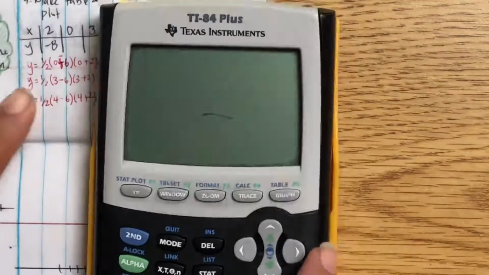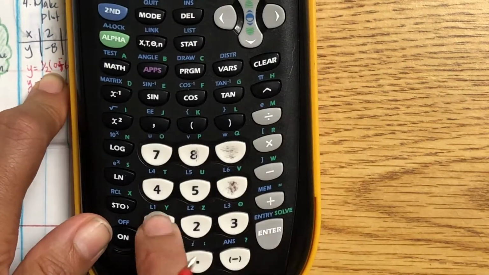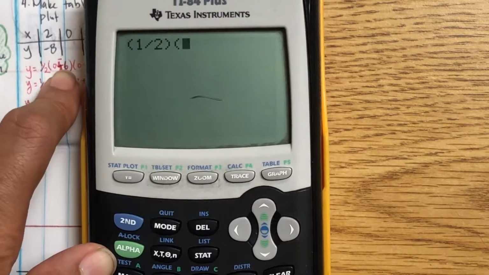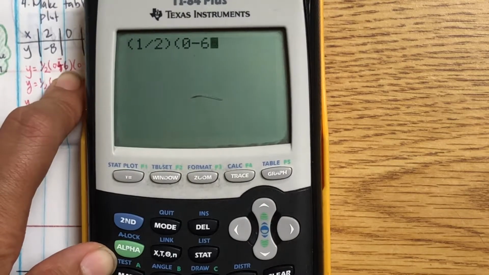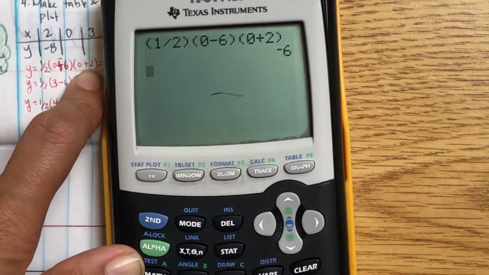I take my calculator, punch it in just like I see it. And remember, anytime you have a fraction, you always put it in what? Parentheses. So type it just like you see it. Anytime you have a fraction, put in parentheses.